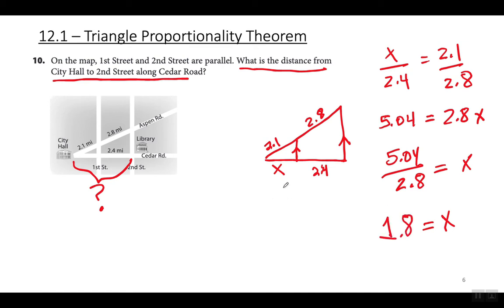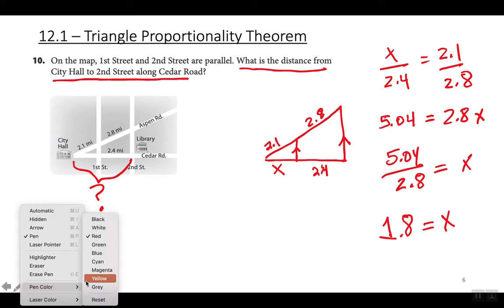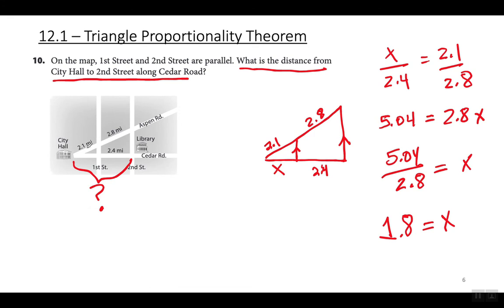All right, but that's not my answer. I'm not done yet. Let me change colors for a second. Okay, so what we just figured out is that this little part right here is 1.8. But the question was, what is the distance from City Hall all the way to 2nd Street along Cedar Road? I'm sorry, I keep making the same mistake. So we have to find this entire distance. That means I have to add 1.8 plus this portion right here, which is 2.4, for my final answer, which is going to be 4.2.